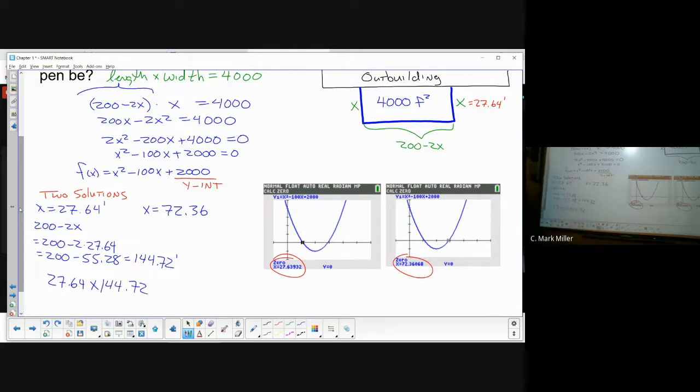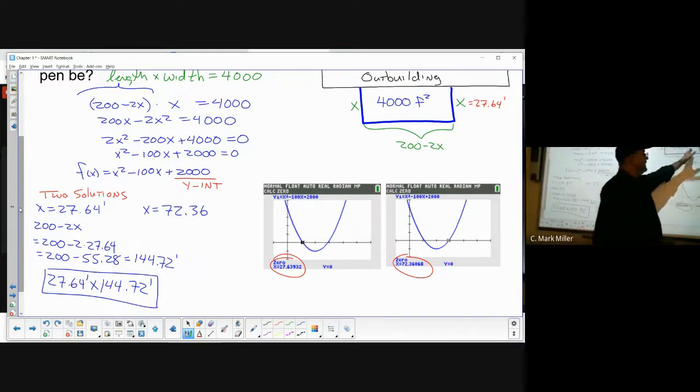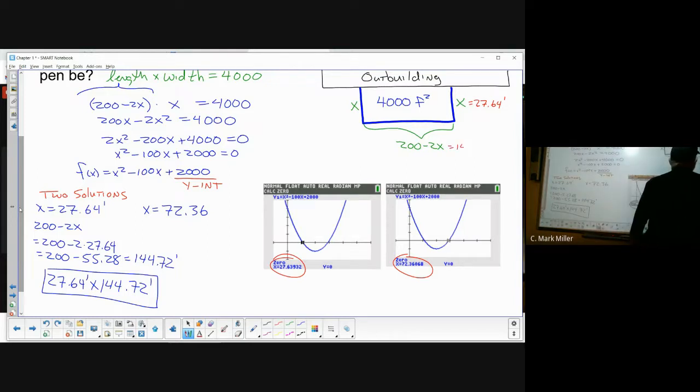And so one is going to be 27.64 by 144.72. Always include your units. So the feet symbol is that, or you could just say feet. So that's one pin. And that pin will be wider than it is tall. So there you have the 144.72.